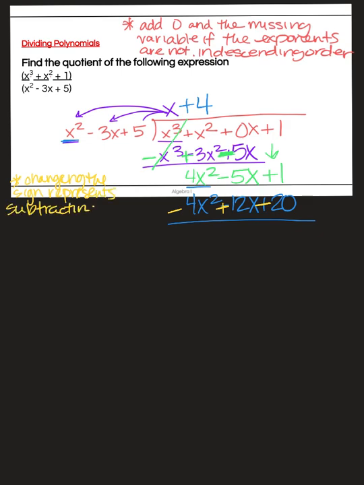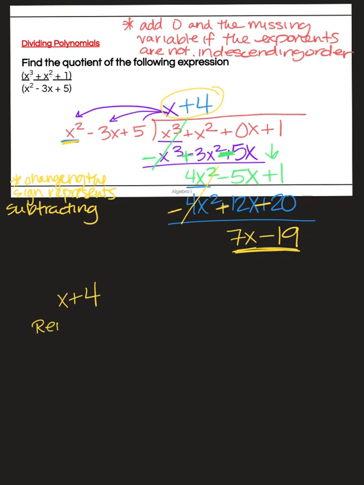Okay, all right, so 4x squared minus 4x squared is 0. Negative 5x plus 12x is going to give me a positive 7x. And then 1 minus 20 is going to give me negative 19. Now, I have 7x here, and I have x squared here. This is of a lower degree, so therefore, I'm done. Now I have to figure out and write what my solution is. So here's my quotient up here. It's going to be x plus 4. And then this 7x minus 19 is my remainder.